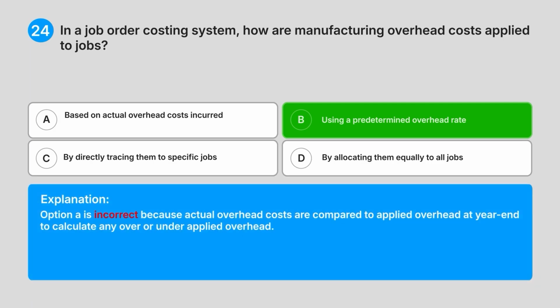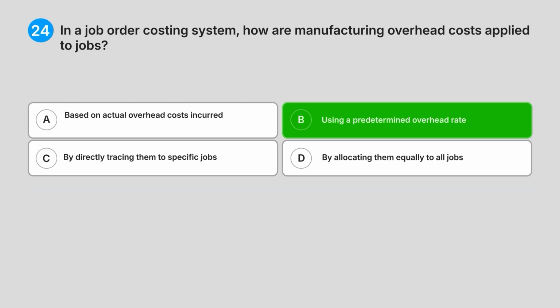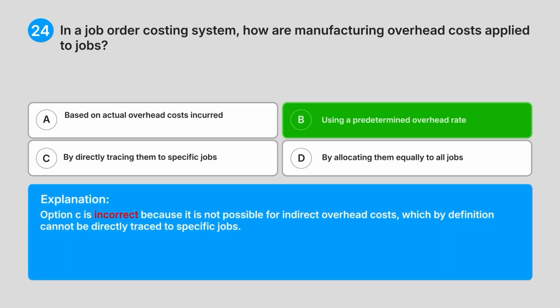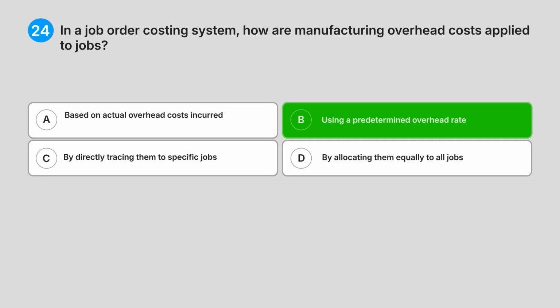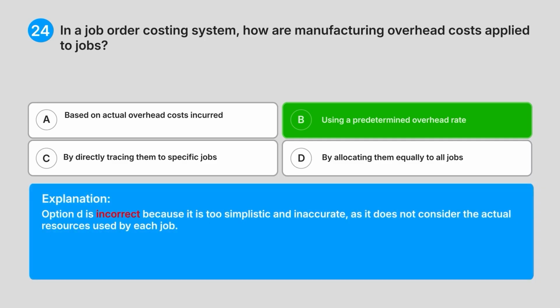Option A is incorrect because actual overhead costs are compared to applied overhead at year end to calculate any over or under applied overhead. Option C is incorrect because it is not possible for indirect overhead costs, which by definition cannot be directly traced to specific jobs. Option D is incorrect because it is too simplistic and inaccurate, as it does not consider the actual resources used by each job.